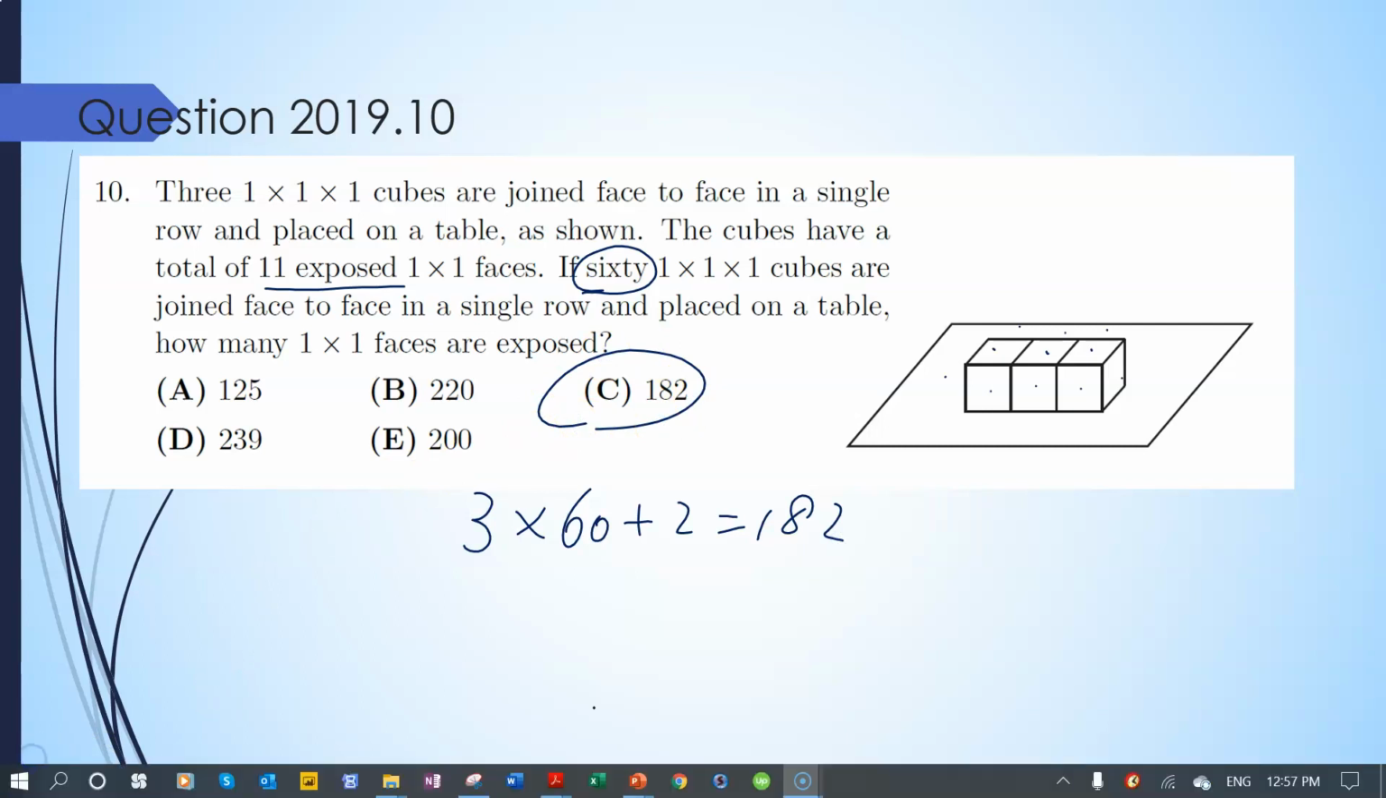Now time's up. We just finished 10 questions within 5 minutes.